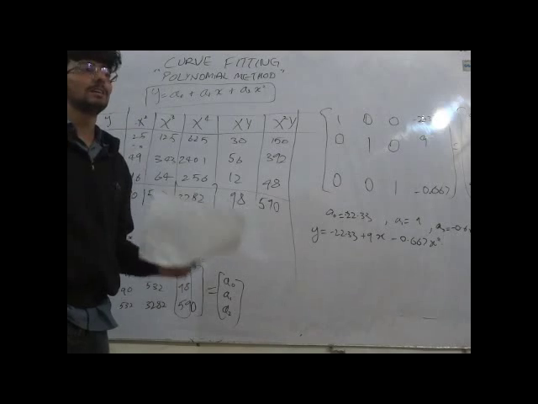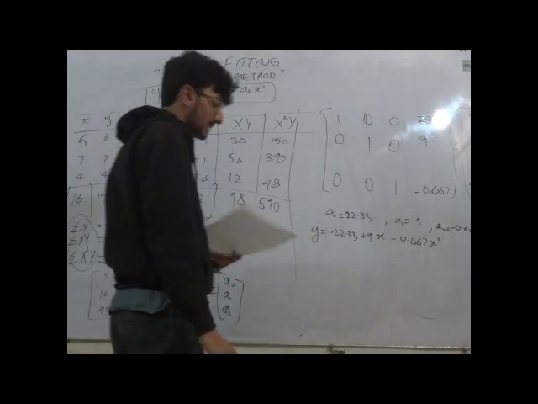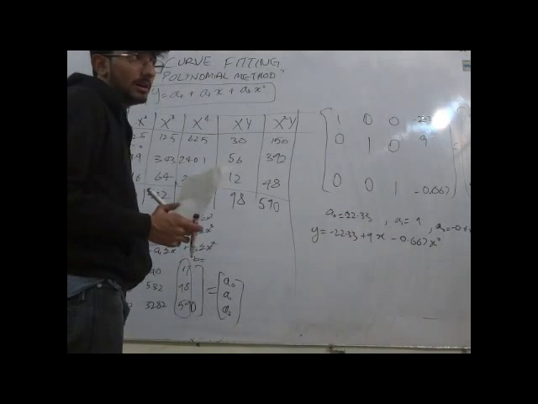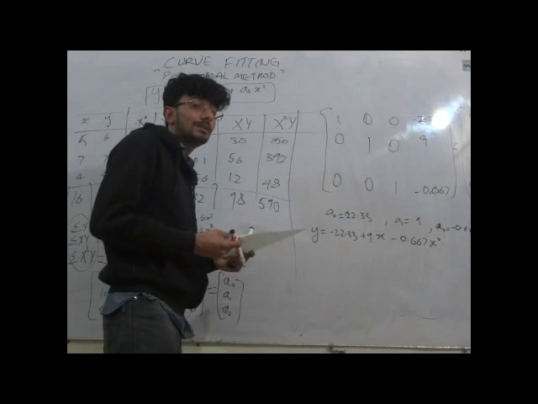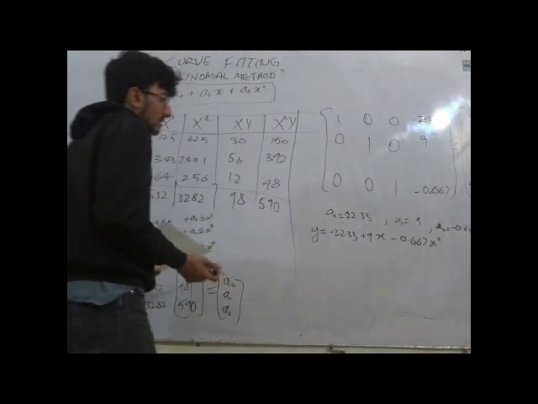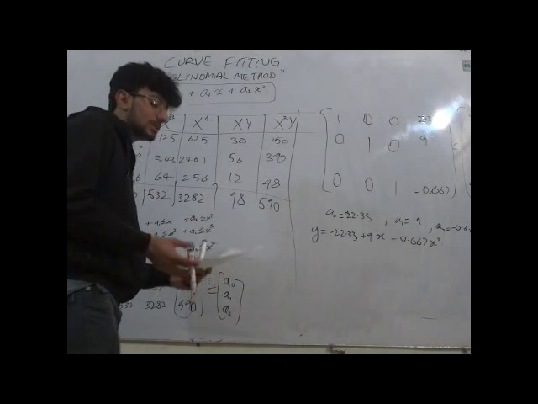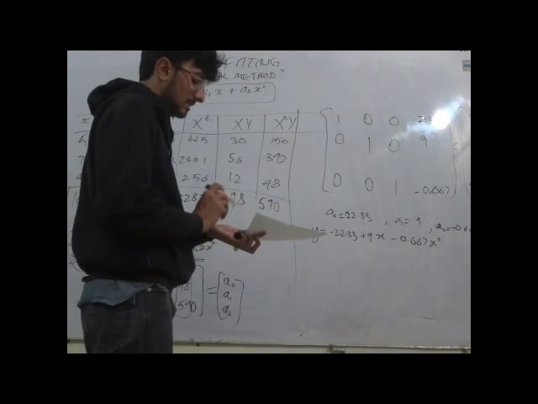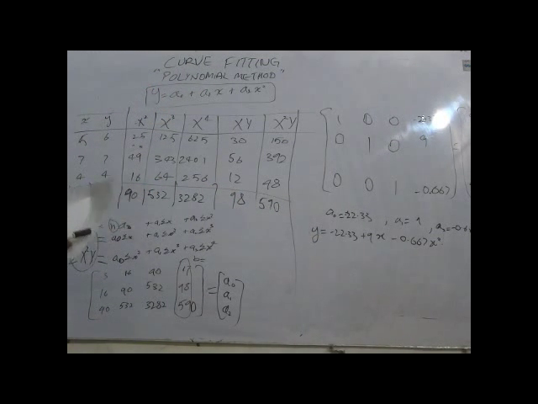This method is an approximation. You will definitely have some error, but it's proven to be relatively good when you have data points that can be approximated by a quadratic equation. Now you can have a cubic equation, you can have a fourth power equation, so it can go on and on. So that's it for today. Thank you.